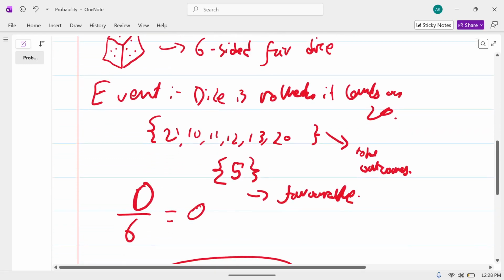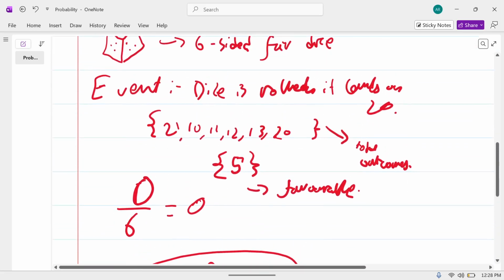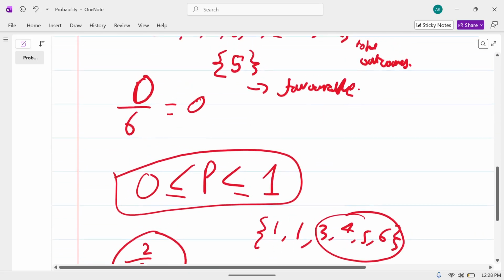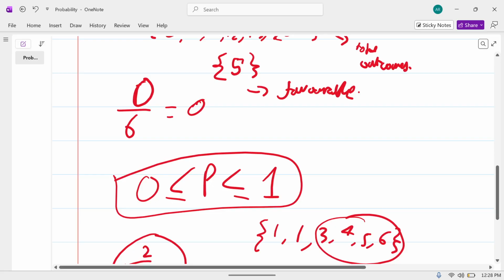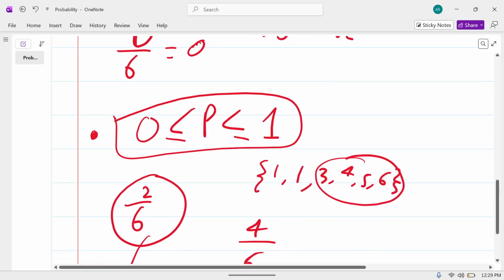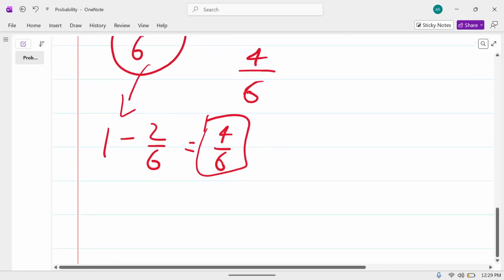Then we looked at the example of a real exam situation, you throwing a dice, and how you're going to calculate the probability, how you're going to count the favorable outcomes and then the total outcomes. And then we learned about this point: the probability is always going to be greater than or equal to 0 and less than or equal to 1, and obviously 0 and 1 are inclusive. Then we learned about notation.